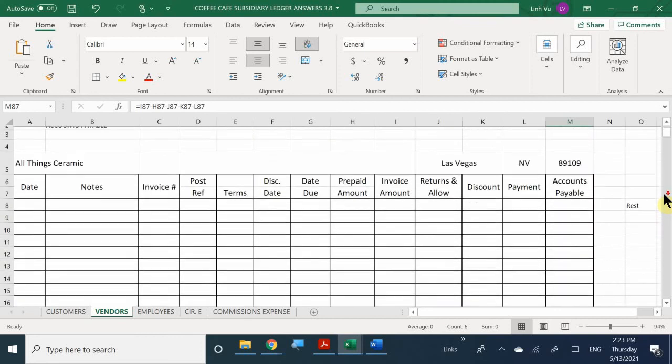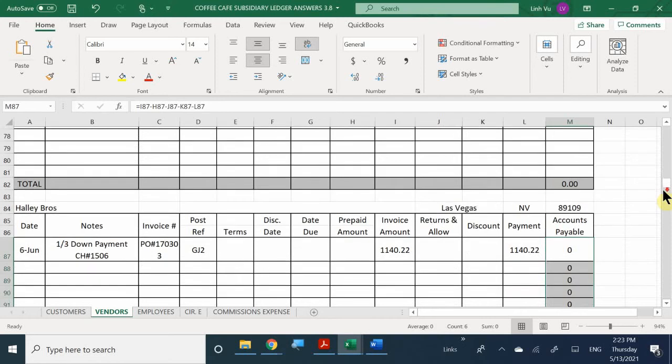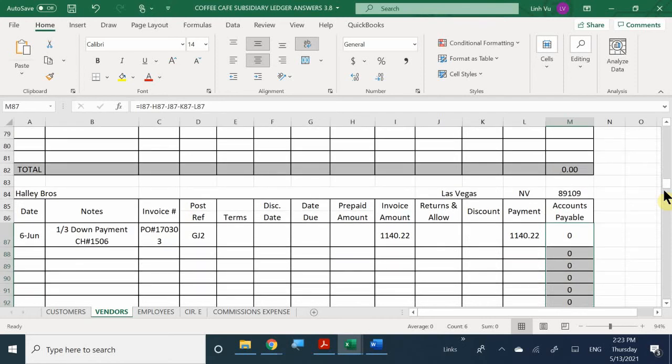Let me locate Haley one more time so I can wrap this up. Once again, this was just a payment to the purchase order. This is the down payment. And I will show you what will happen next later on when we receive the bill. So there we have it. We owe nothing to Haley Bros.